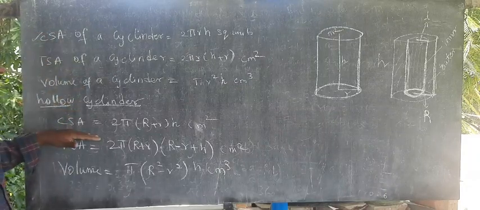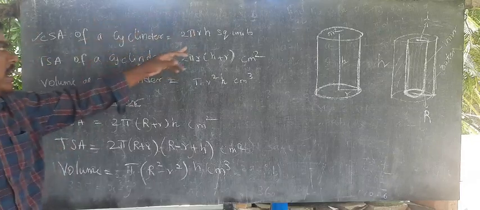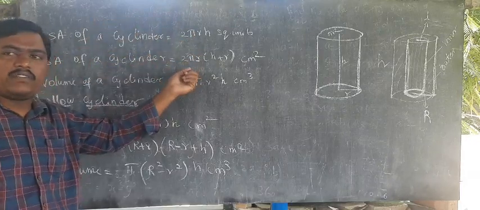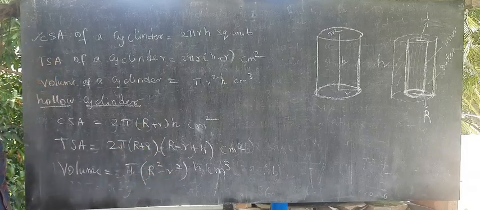Cylinder means 2 pi r H. For the hollow cylinder, we have to slightly change r to capital R and small r. When we arrange it, we get the formula, right?